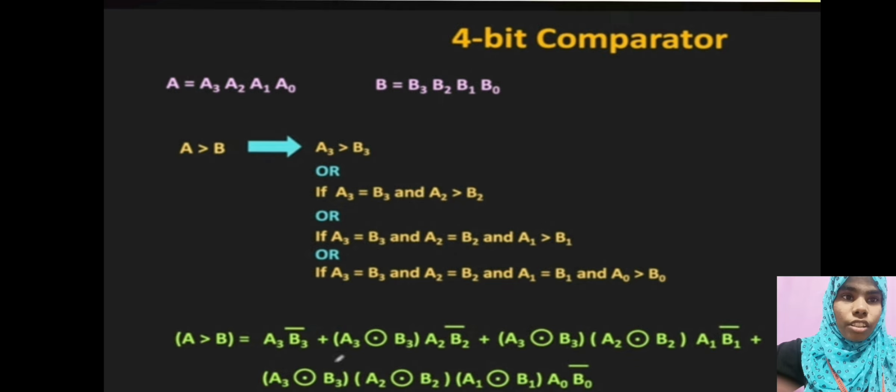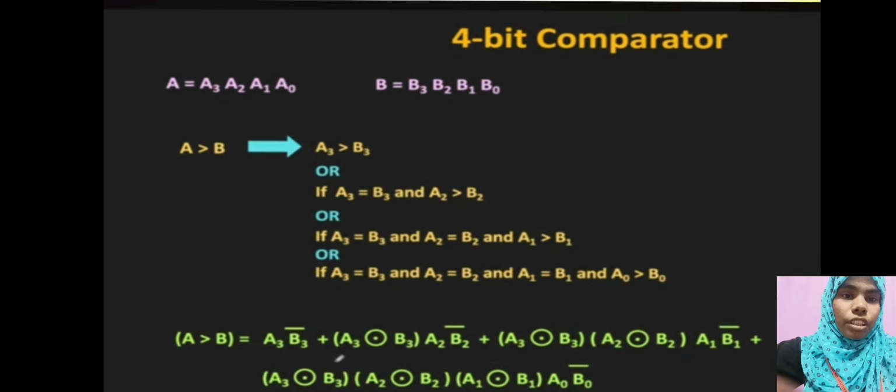If A3 equals B3 and A2 is greater than B2, or if A3 equals B3 and A2 equals B2 and A1 is greater than B1, or if A3 equals B3 and A2 equals B2 and A1 equals B1 and A0 is greater than B0. When these conditions are true, then A is greater than B. This is the logical expression for A greater than B.